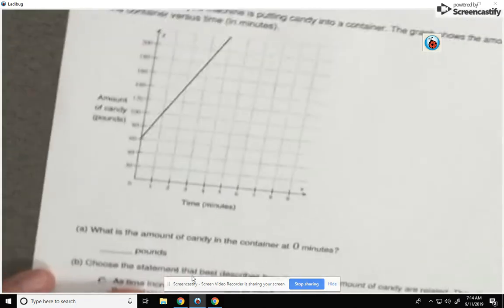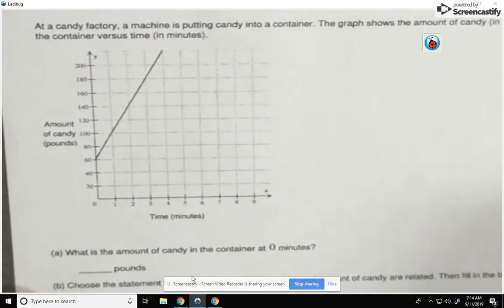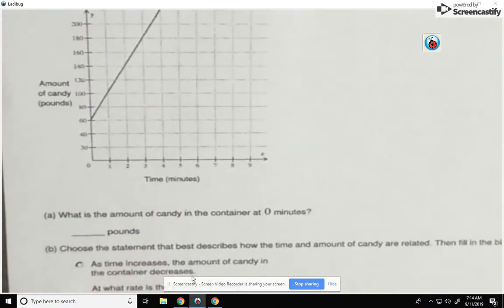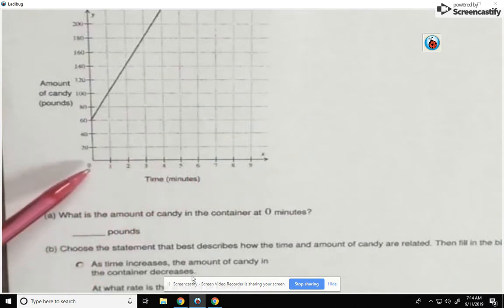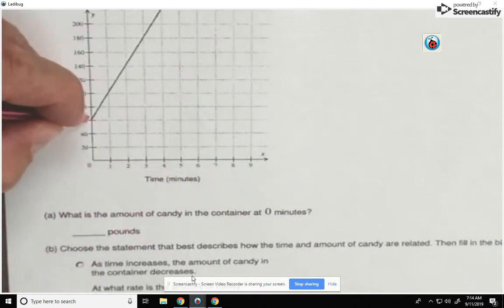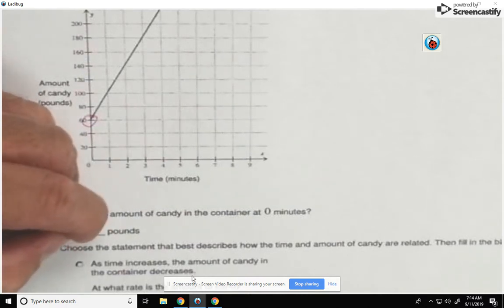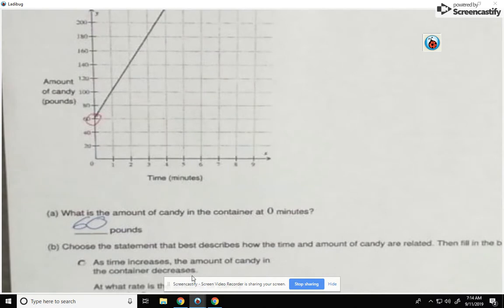Question 5, we're given a graph, and we're asked to answer some basic questions from our graph. It says, what is the amount of candy in the container at 0 minutes? So if we look at our graph, at 0 minutes, our line is hitting the y-axis at 60, so our amount of candy is 60.